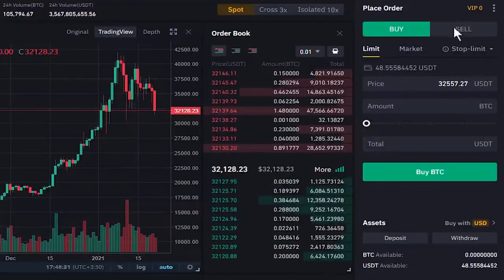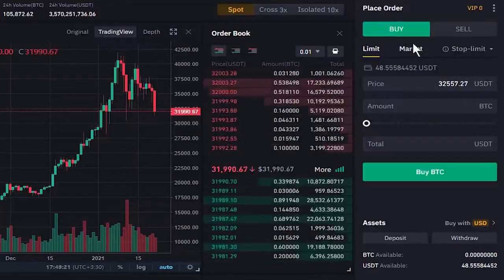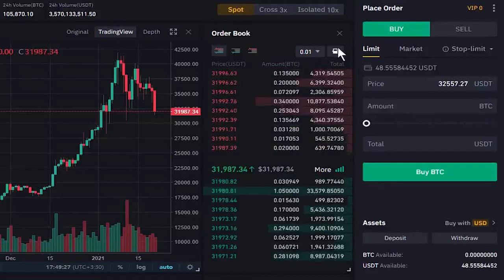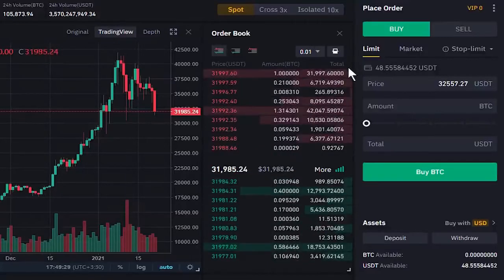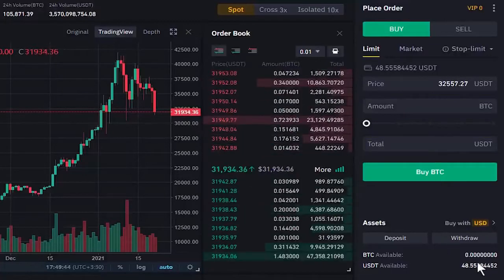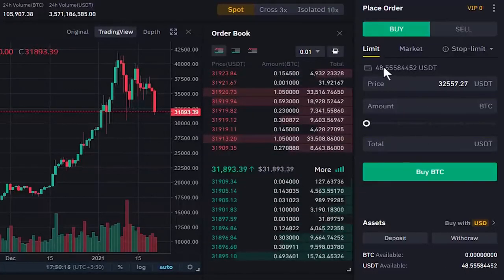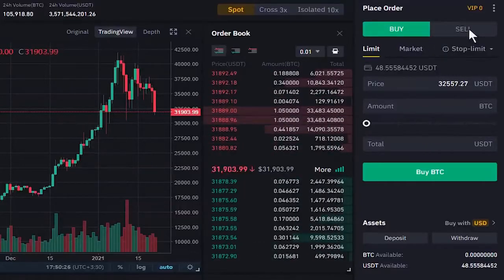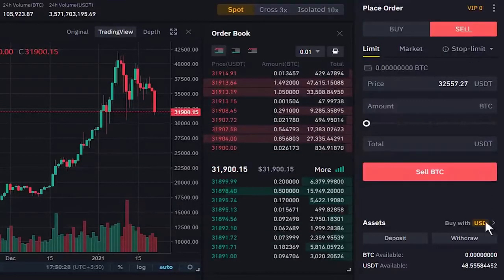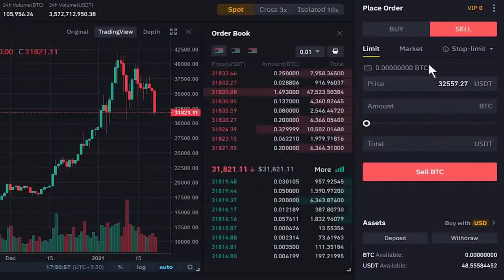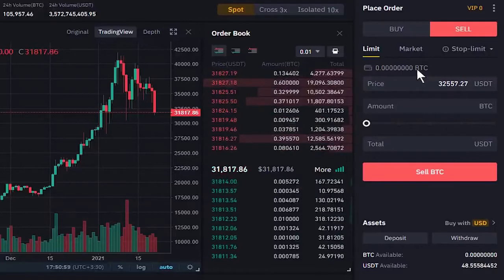Here in the top we have 2 tabs, buy and sell. The pair that we have selected is Bitcoin to Tether, which actually means we buy or sell Bitcoin in exchange of Tether. So to buy Bitcoin, you must have Tether available. Also here it shows how much Tether you have to buy Bitcoin with that. And to sell Bitcoin, you must have Bitcoin available, which we don't have any BTC right now. And here it also shows that we don't have any Bitcoin to sell.